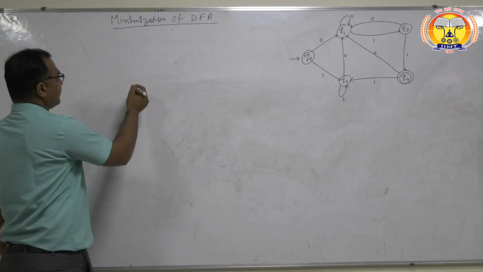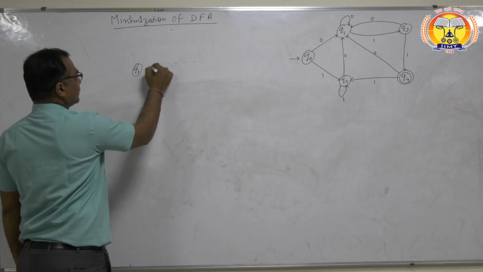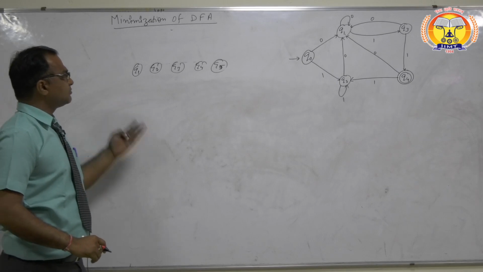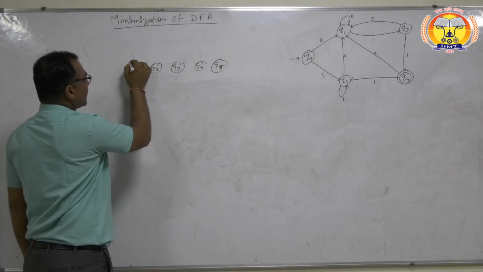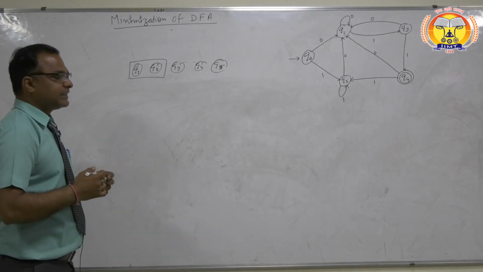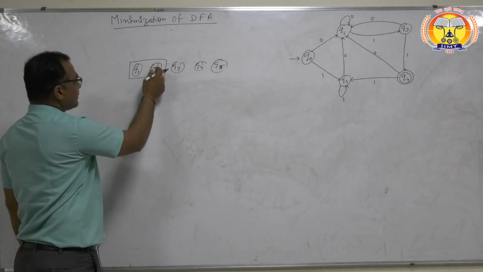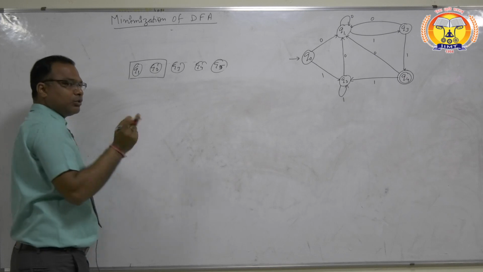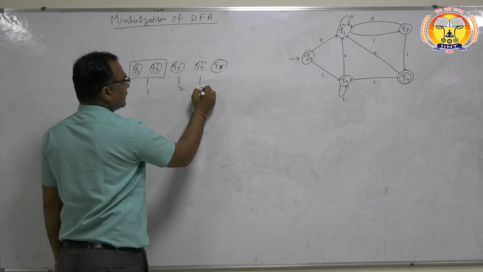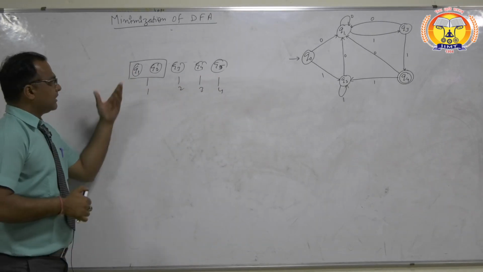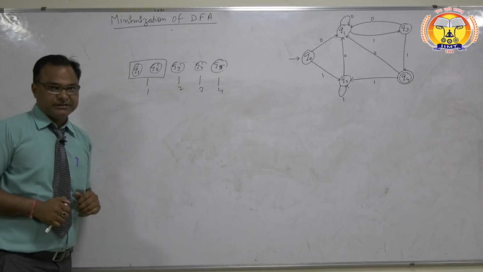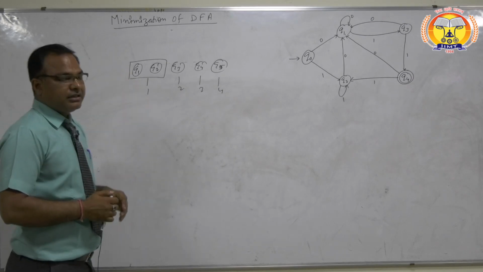Basically, we have a DFA with 5 states, Q1, Q2, Q3, Q4, Q5. Minimization of states means that if we can combine any 2 states or more than 2 states, then the total number of states will be minimum. In this case, if we combine these 2 states Q1 and Q2 into a single state, then the total number of states will be 1, 2, 3 and 4. Now the DFA that had 5 states will be converted into a minimum-state DFA that has 4 states. So today's agenda is how we can minimize the DFA.